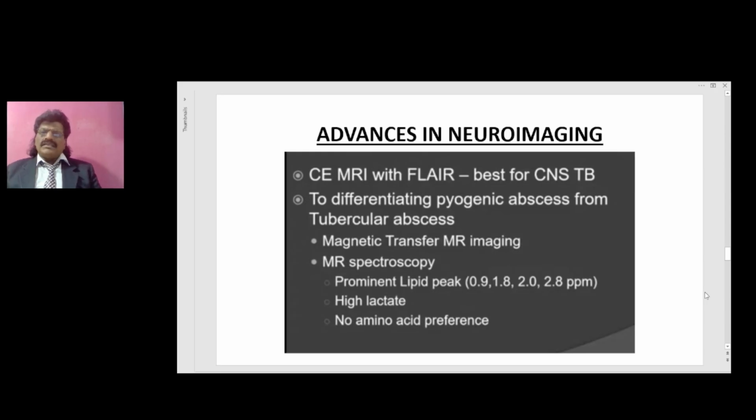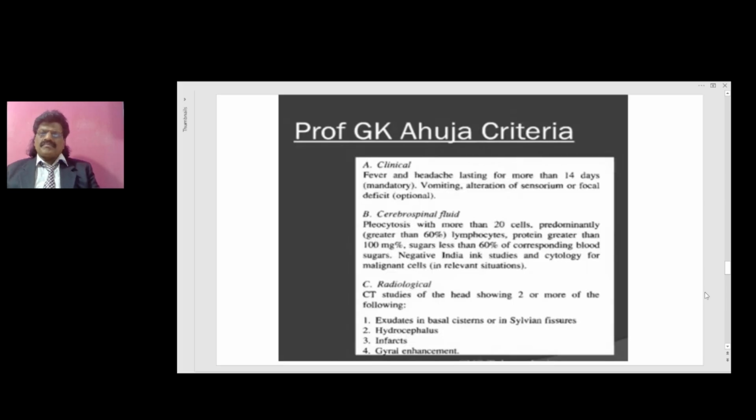Advances in neuroimaging: the CE MRI with FLAIR, best for CNS tuberculosis, to differentiate pyogenic abscess from tuberculous abscess. Magnetization transfer MR imaging or MR spectroscopy shows a prominent lipid peak. We check for high lactate and no amino acid preference.